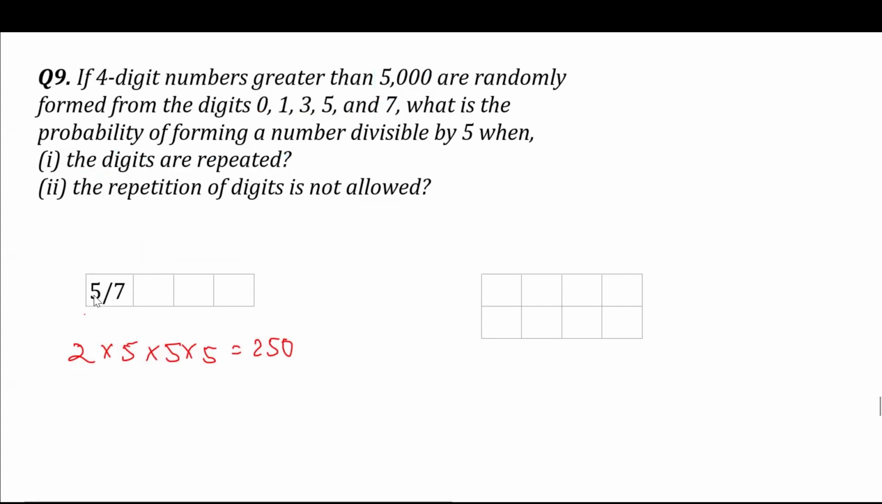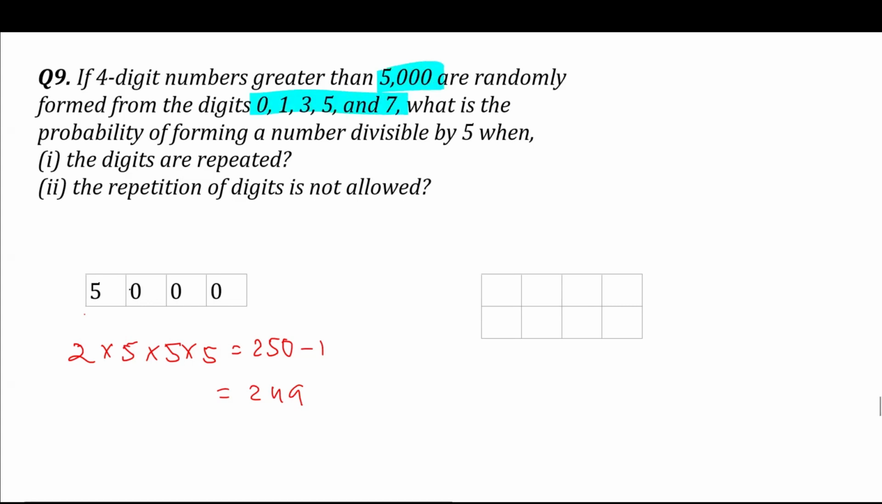But we need to focus that there will be one such number among these 250 which is not greater than 5,000. That is this one, right? If I write 5,000 over here, you see this 5,000 is among those 250 numbers, but it is 5,000, not greater than 5,000. We have to form numbers greater than 5,000, so we'll have to remove one such number. So we now finally can see there are 249 such numbers which can be formed greater than 5,000 using these digits.